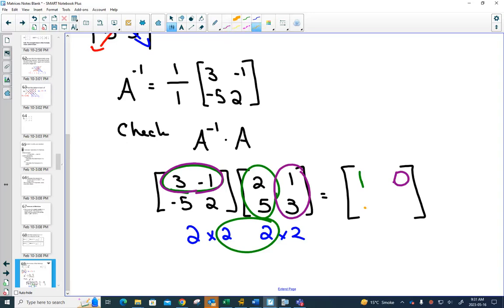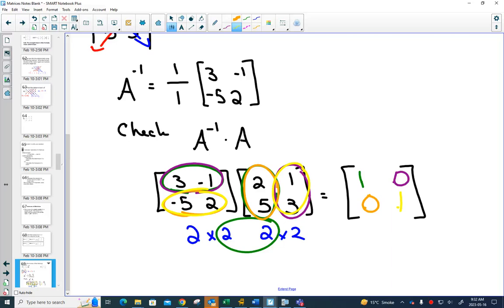Next color, this one, orange. That's row 2, column 1. Turn it, crash it in. You're going to get negative 10 and 10. This one's going to be 0. And finally, bright yellow. This one right here. Row 2, column 2. Crash them in, negative 5 and 6. You get 1. And we get the identity matrix.